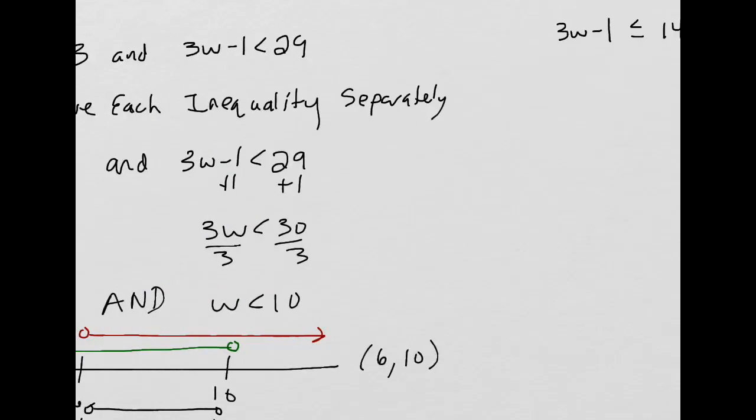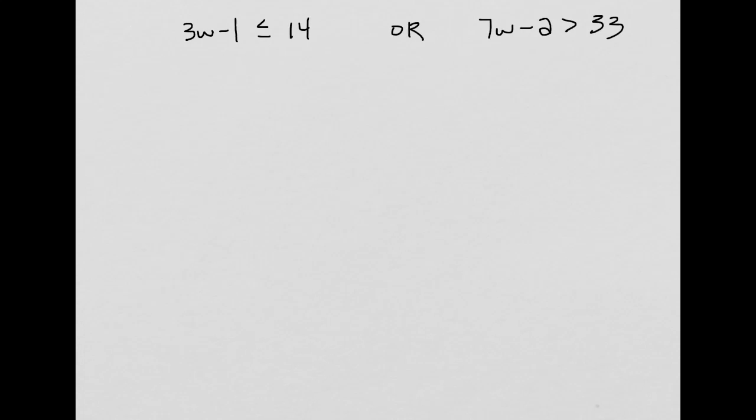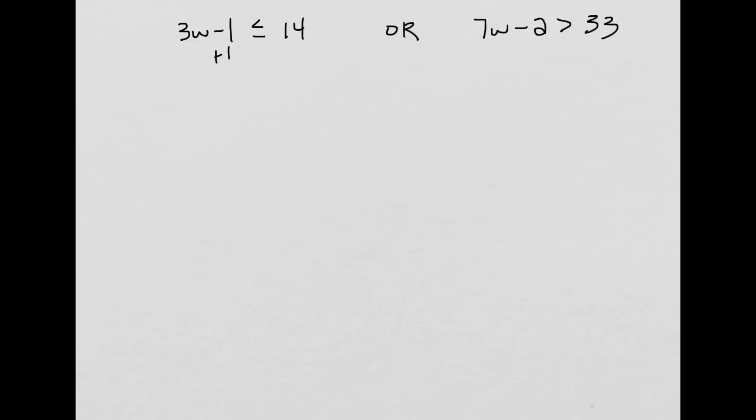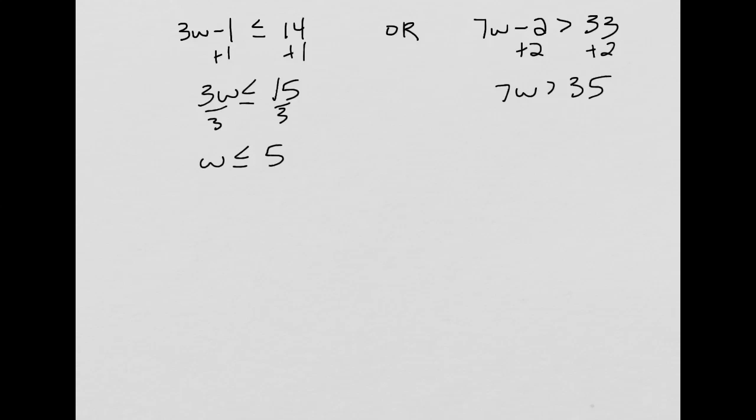Okay, so let's look at the OR case. So our steps are going to be the same. The only difference is how we interpret each inequality and join them together. Okay, so our first step, let's solve each inequality separately. So add 1 to both sides here. And then divide by 3. That gives me w is less than or equal to 5. For this guy, plus 2, 7w is greater than 35. Divide by 7. We get w is greater than 5.